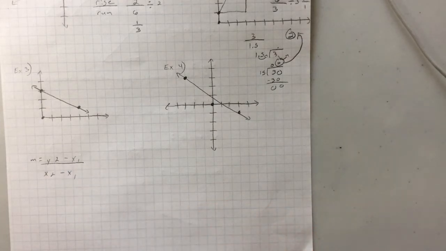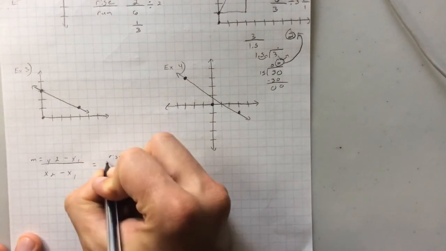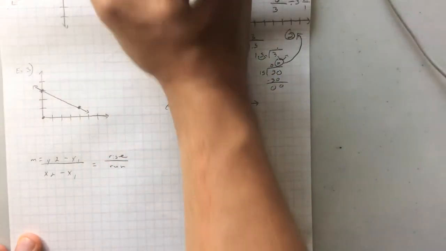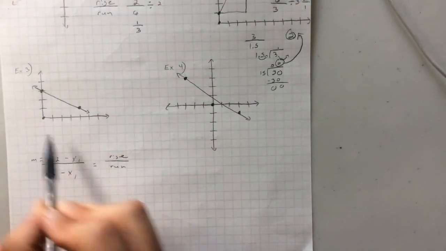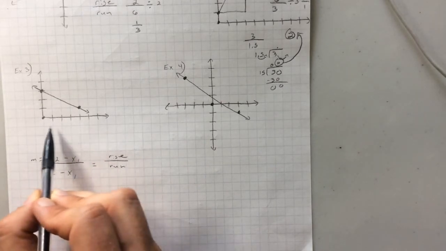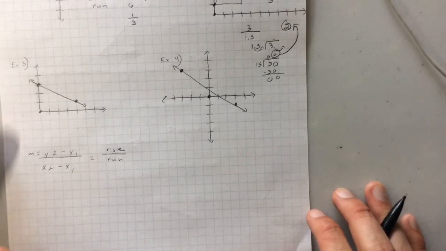The reason the y's have to go on top is because, just like in the rise over run formula, the rise is done on my y-axis. That's when we go up and down. The run is done on my x-axis, which goes from side to side. So that's where I'm getting that formula from. So let's break this down.